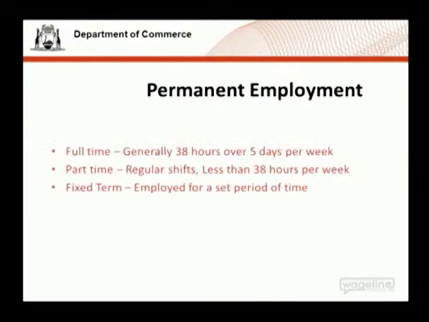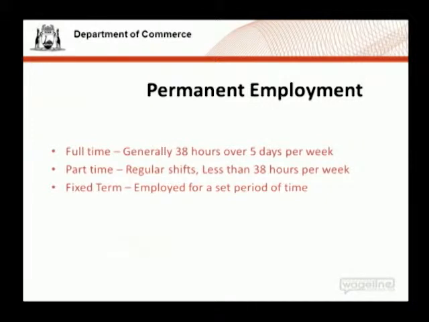The differences between, say, permanent employment types are as follows. Full-time employees will generally be employed for 38 hours per week over a 5-day period. That can vary which the 5 days are, but that's generally how it works. Generally that's Monday to Friday, but it depends on the industry. For example, if someone works as a hairdresser, it's generally common practice that they would work from Tuesday to Saturday.